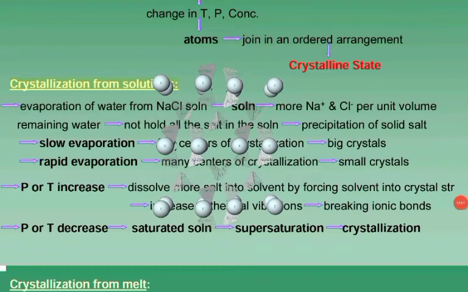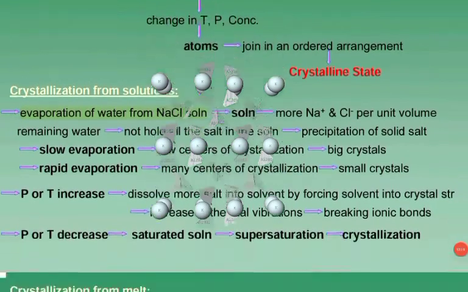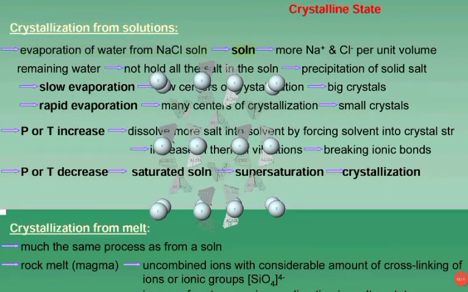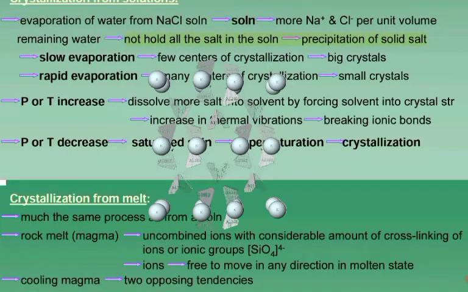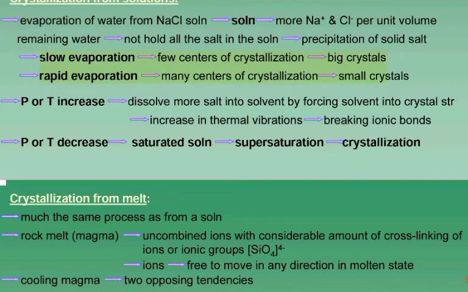Crystallization from solutions: evaporation of water from NaCl solution. More Na+ and Cl- per unit volume of remaining water. The water cannot hold all the salt in solution, so solid salt precipitates. Slow evaporation: few centers of crystallization, big crystals. Rapid evaporation: many centers of crystallization, small crystals.